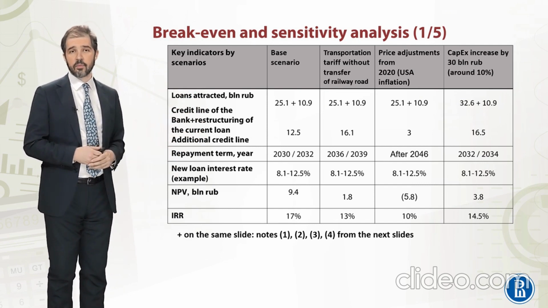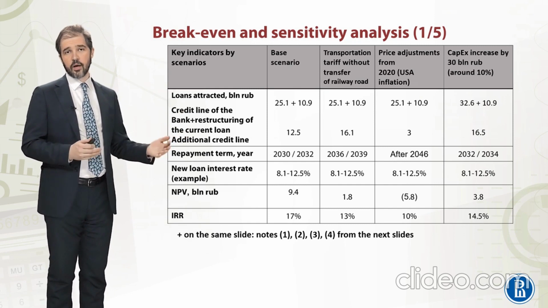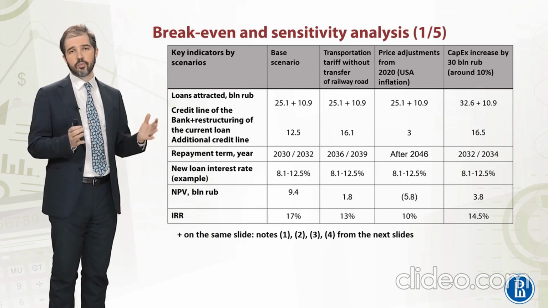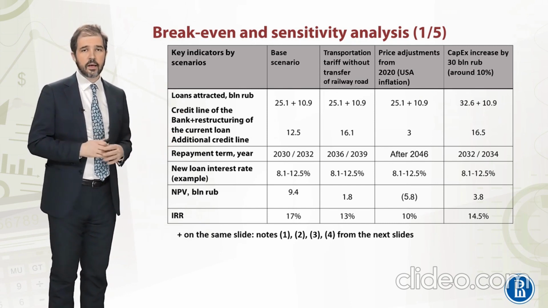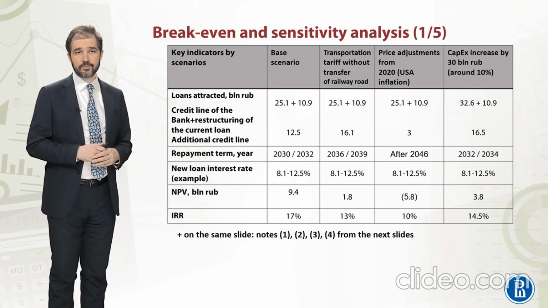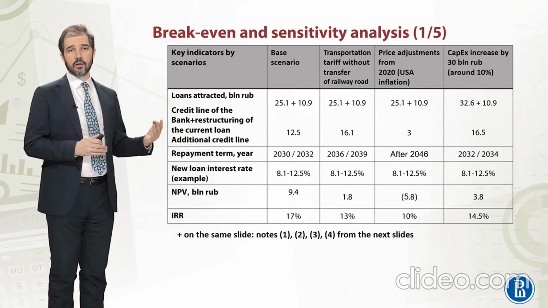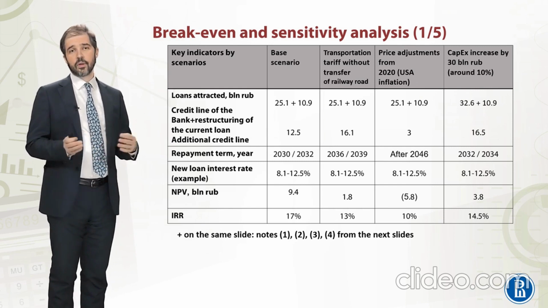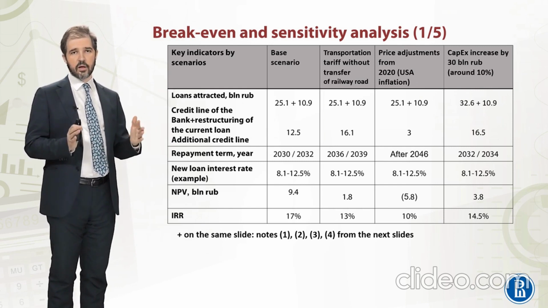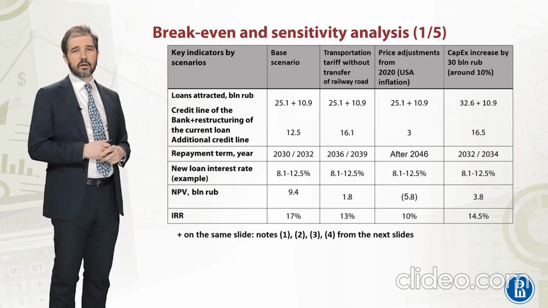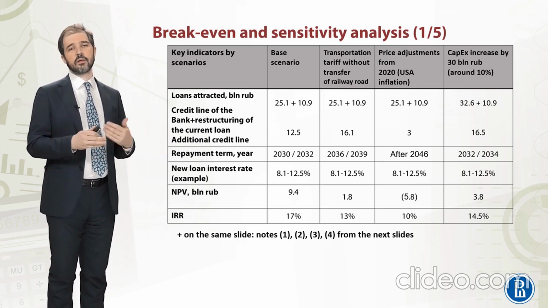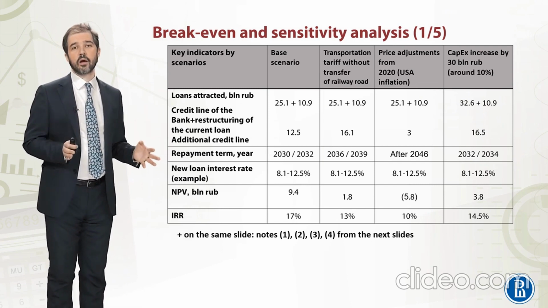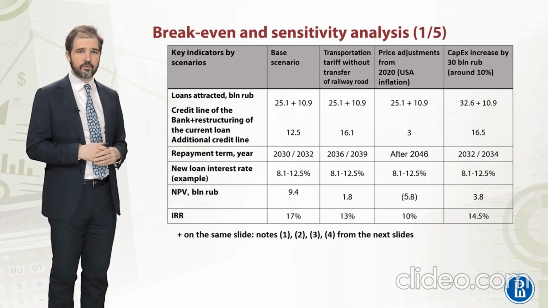Then we see the repayment term, and repayment will be somewhere between 2030 and 2032, so approximately 8 to 10 years of the loan. Then we see the interest rate of the loan. It could be a range, because maybe it will be provided by different tranches and different conditions, but something around 10, from 8 to 12.5%.